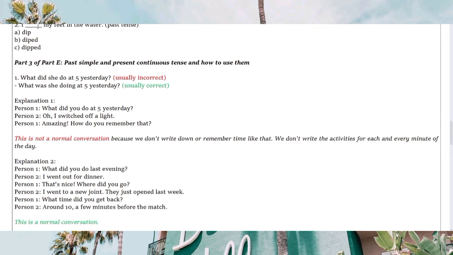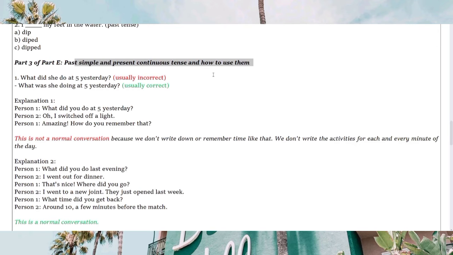Number 2, I dip my feet in water. So past tense. The past tense of dip is dipped. It's not dip. So dipped, 2 P's. Dipped. Stress over there. Dipped. So that's that.